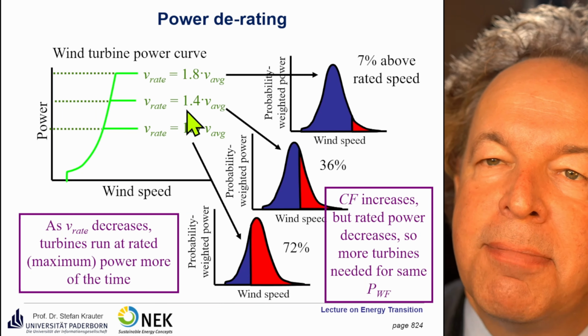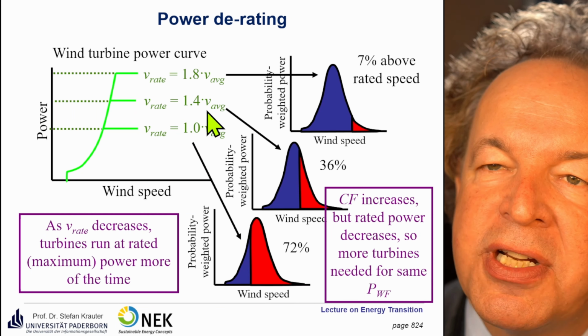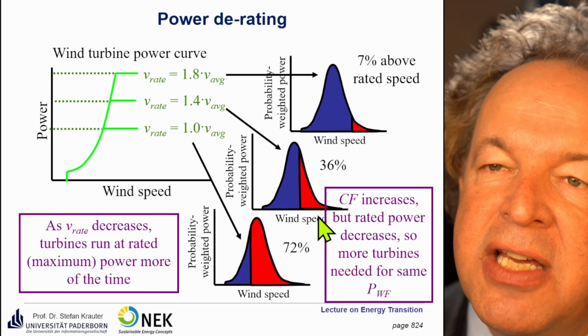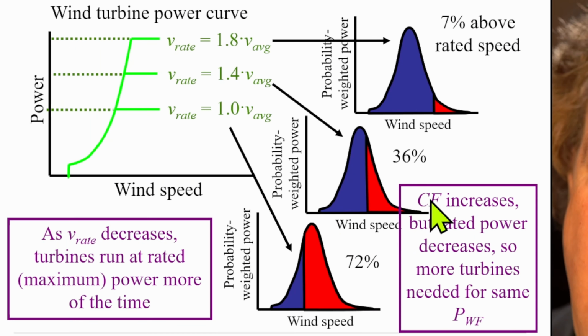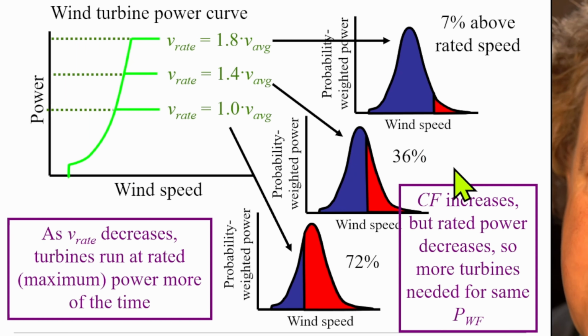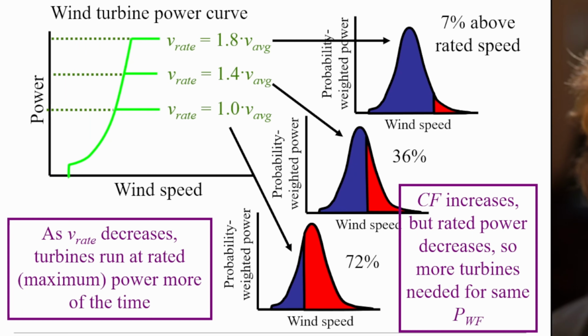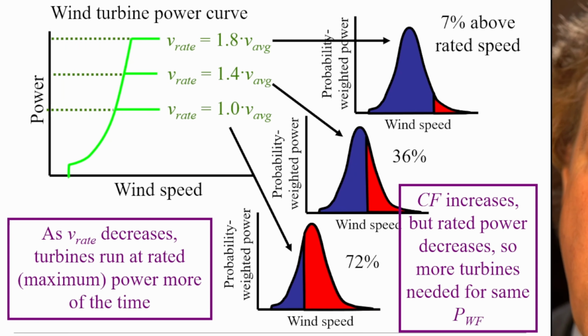If we would derate a bit, for example, if we would go down to 1.4 times the average wind speed, we would lose about 36%. Here it's even more because the higher wind speeds contain a lot more energy. And if we put it one by one, so we lose about 72% of this area, then the CF would go up, but we would definitely need more wind power plants. So we can say CF increases, but rated power decreases, so more turbines are needed to have the same rated power output of the wind park here.